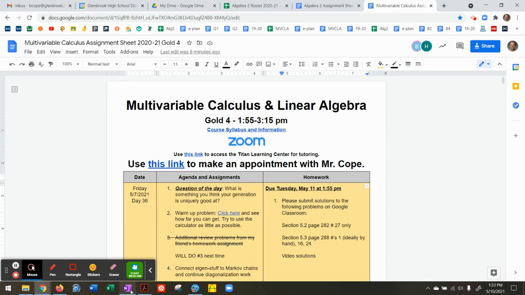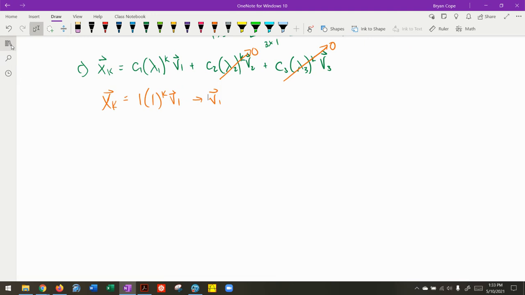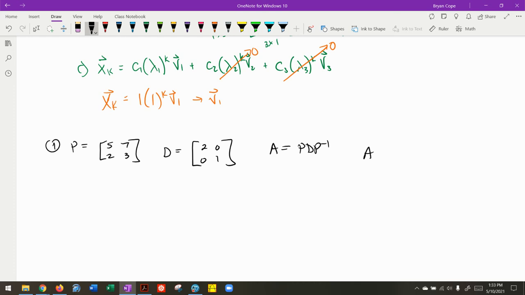Let's start with number 1. For number 1, it says P and D are given. P equals 5, 7, 2, 3, and D equals 2, 0, 0, 1. And A equals P D P inverse. They want us to compute A to the fourth. So all we have to do here is A to the fourth equals P D to the fourth P inverse.